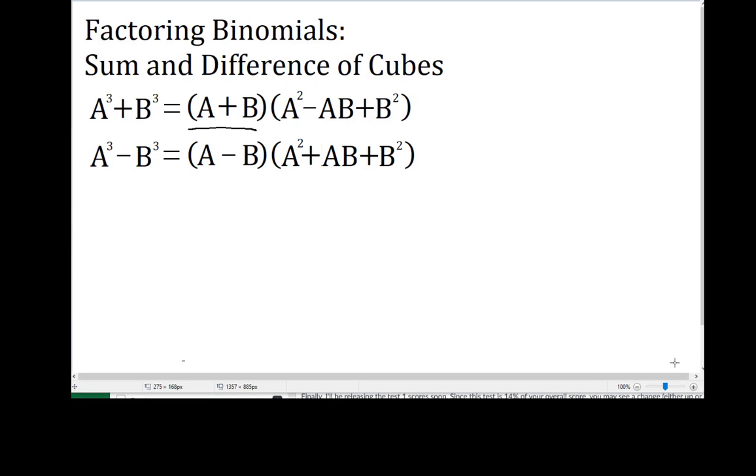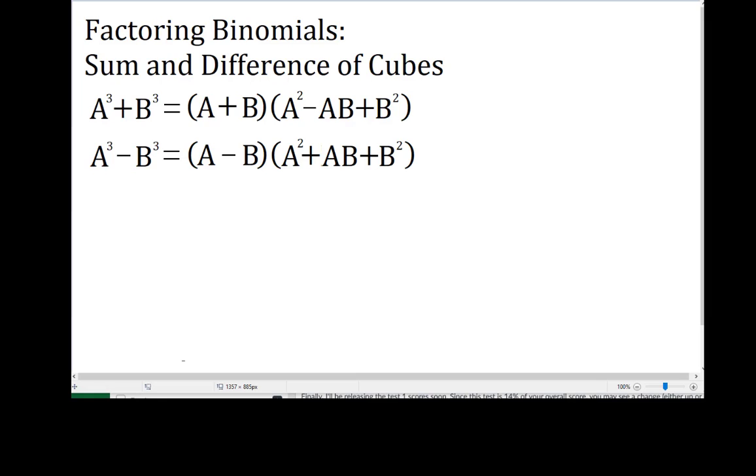Hi, it's Miss House. In this video, I want to show you how to factor binomials when they are the sum or difference of cubes. I've written these two formulas here for you, and they can be complicated, but once you understand where A and B come from, it's really not that bad.